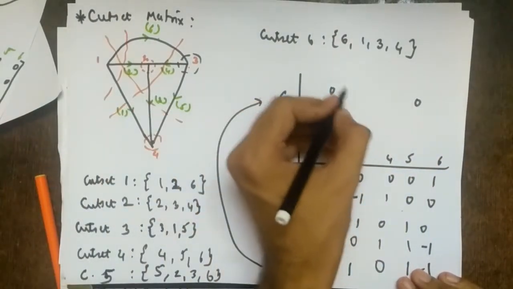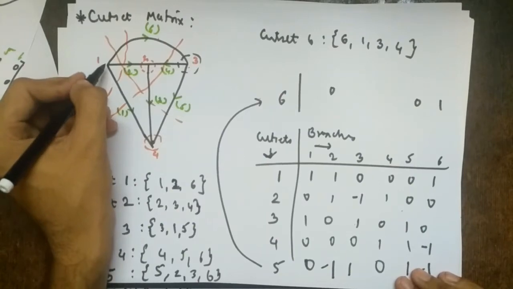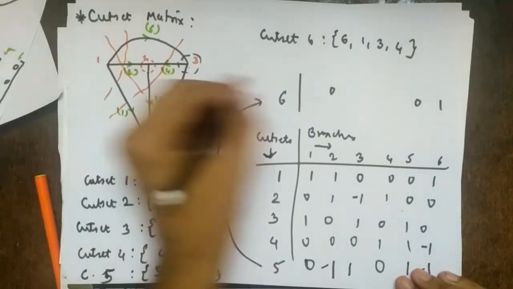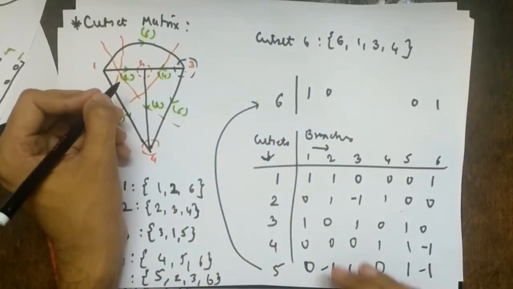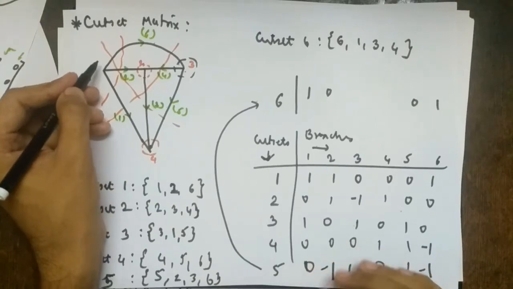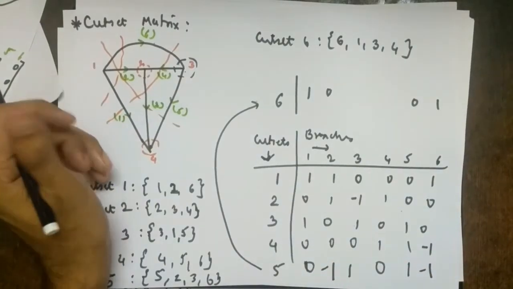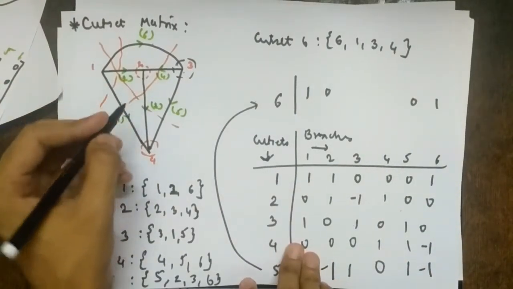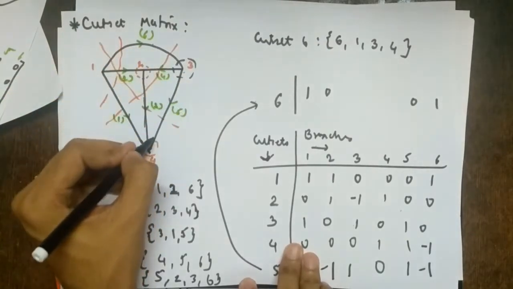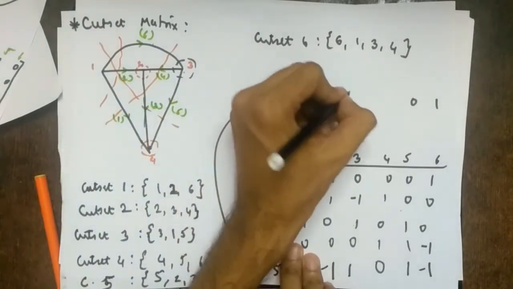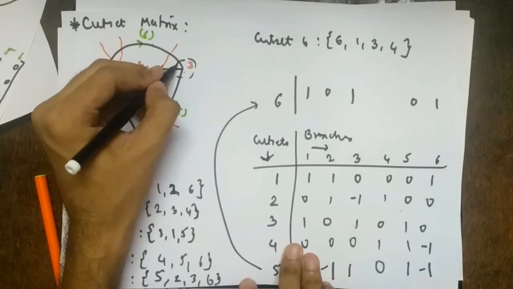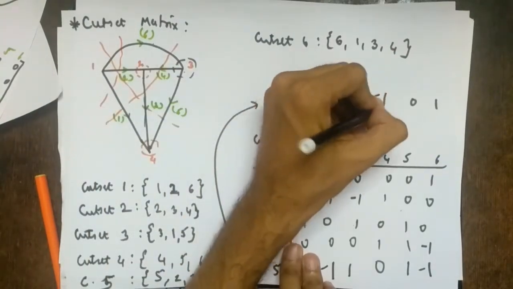So 6 should obviously be 1 because it is cut set 6. So 6 is going away from node 1. 1 is also going away. So 1 is 1. So then branch 3. So branch 3 is here. So it is going towards node 4. What about branch 6? It will go like this, right? So both are towards. So branch 3 is 1. Then branch 4. This is coming towards node, but this is going away. So this is minus 1, right?